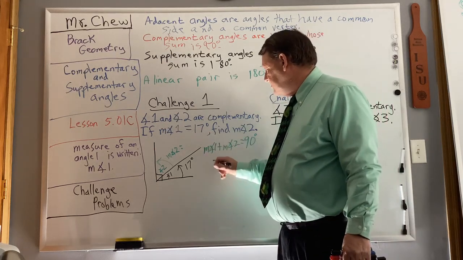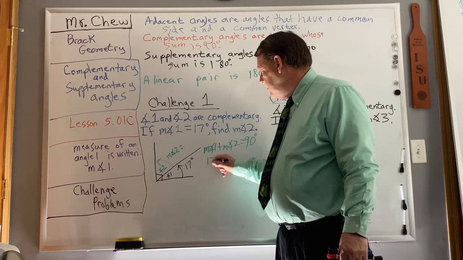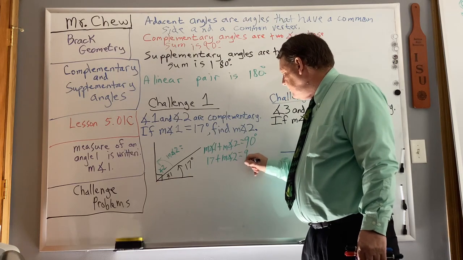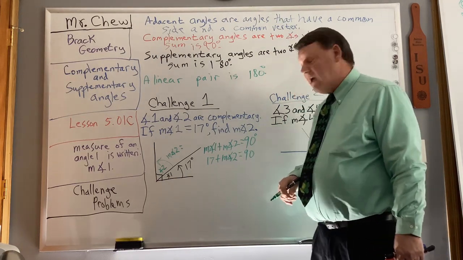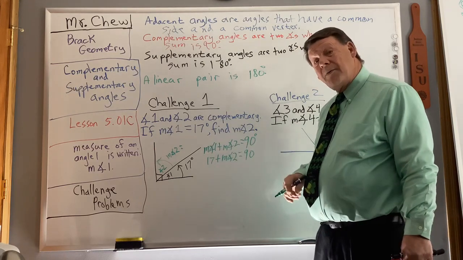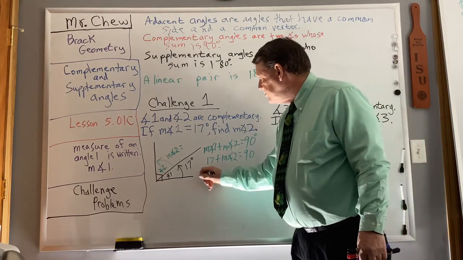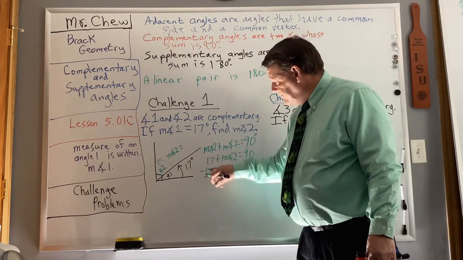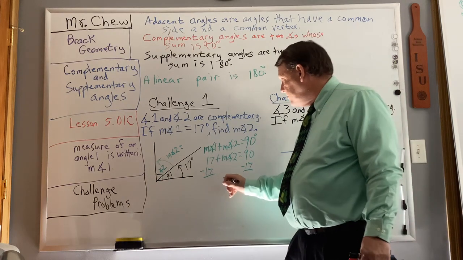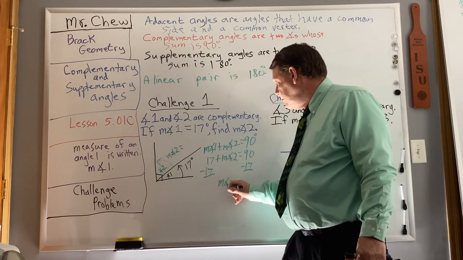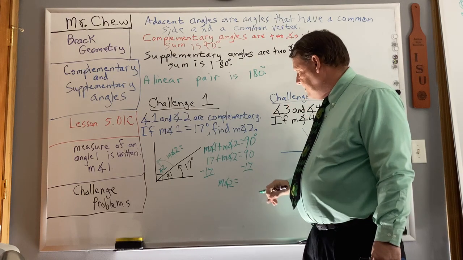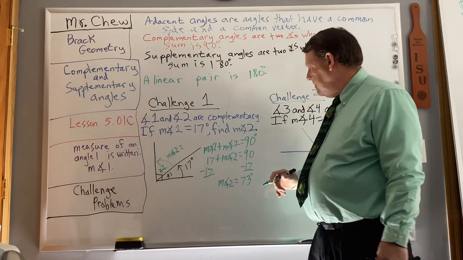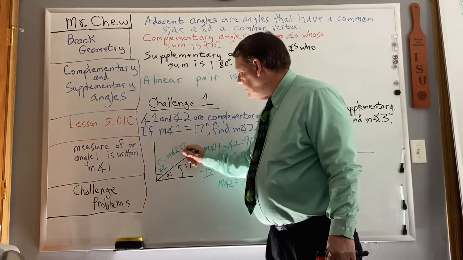All right, now I use the substitution property of equality. I substitute a 17 in here for the measure of angle 1. I don't know what the measure of angle 2 is. That's what I'm trying to solve. And I know that when I add them together, they'll be 90 degrees because they make up a right angle. So I use the subtraction property of equality to subtract 17 from both sides. 17 minus 17 is 0, and 0 plus the measure of angle 2 is the measure of angle 2. And 90 minus 17 is 73 degrees. So this angle is 73 degrees.